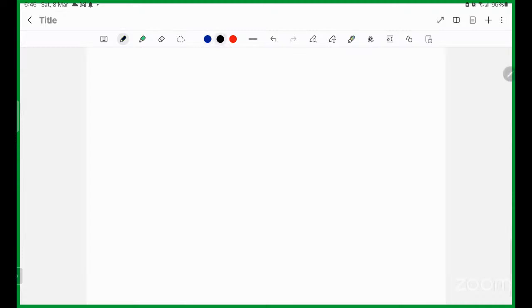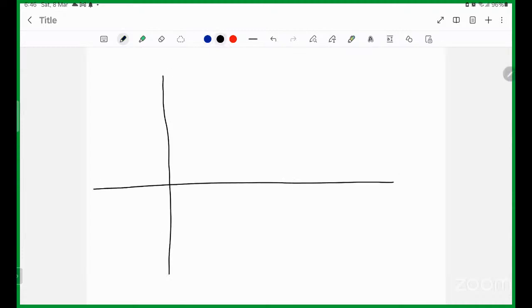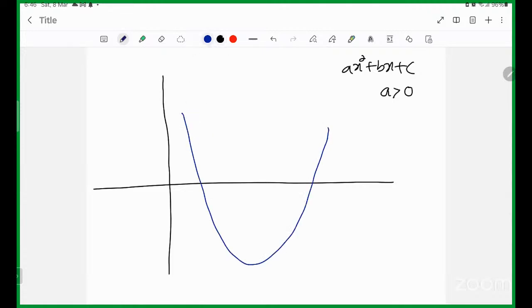देखो, if you draw a quadratic equation, ax square plus bx plus c, then if the value of a is greater than 0, there are three possibilities. Graph can come like this. Graph can be like this. And another graph can be like this.